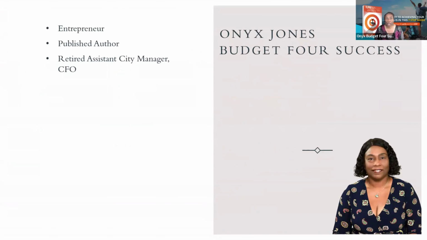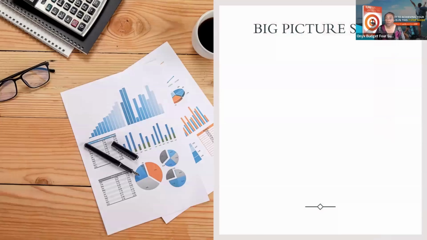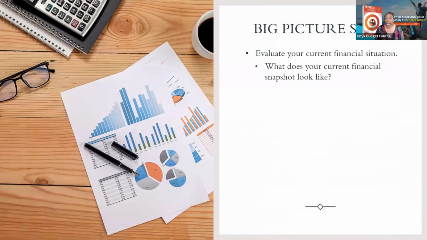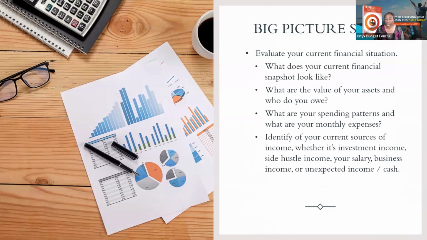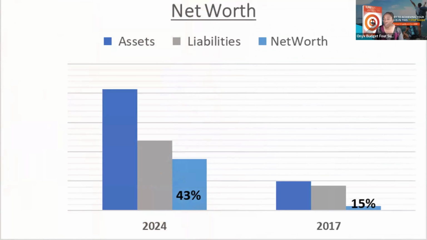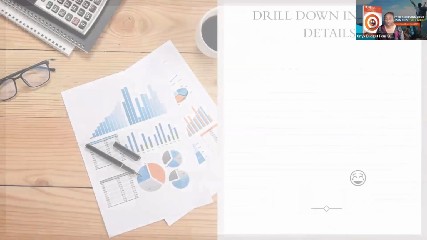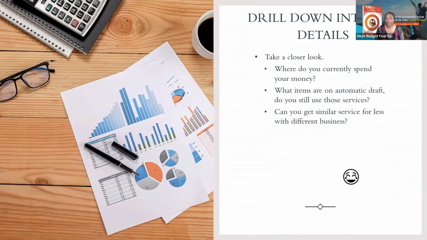So again, I talked about who I am, things that I have done over the years, and we moved on and talked about the big picture, how to evaluate our current financial situation. Let's look at the value of our assets. Let's look at everything that we owe and look at our spending patterns. And most importantly, let's look at some sources of income. Where can we have additional income coming through? I was transparent. I showed you my net worth from 2017 to 2024 to show the progress that has been made, but we're still making progress because we're not done. We are going to increase our net worth.